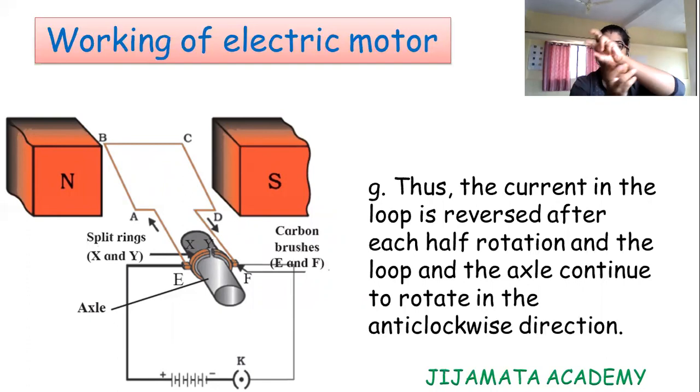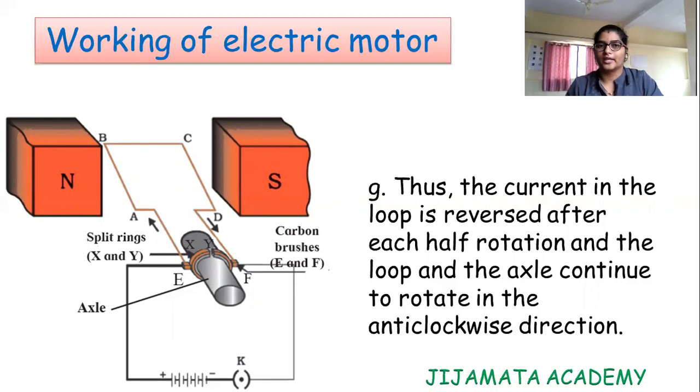But split rings, these are moving, and therefore the pairing of split ring and carbon brushes is changing continuously, and because of this change, the direction of electric current is also changing. And therefore the loop and the axle continue to rotate in anti-clockwise direction.